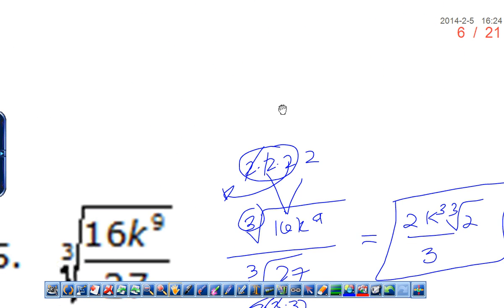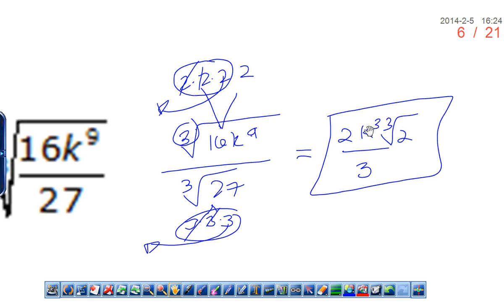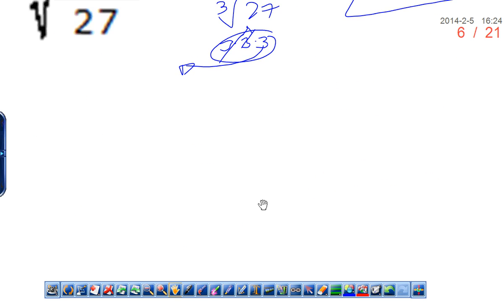Number 5, my answer is 2k cubed, cube root of 2 over 3. So we have 4 2's on the inside. That's what 16 is. I only need 3, so I have 1 outside, 1 inside. And then 9 divided by 3 is 3, so k to the third. On bottom, I got cube root of 27, which is just 3. And we're moving right along.